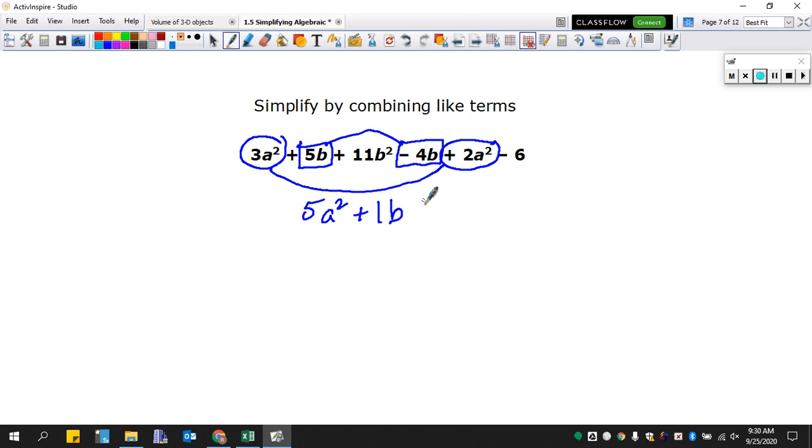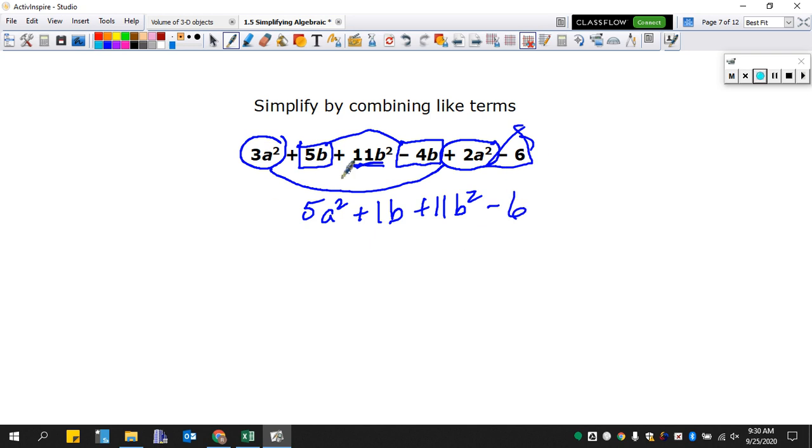So I'm just going to bring, there's nothing to combine it with. So I'm going to say plus 11b squared. Okay. So I'm going to just do that. And then I have the minus 6, because there's nothing to combine it with.